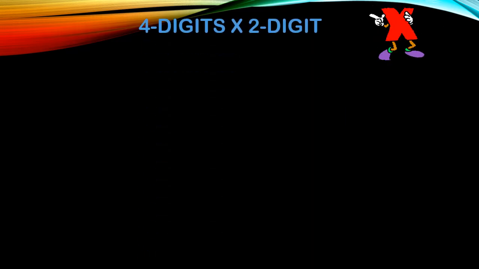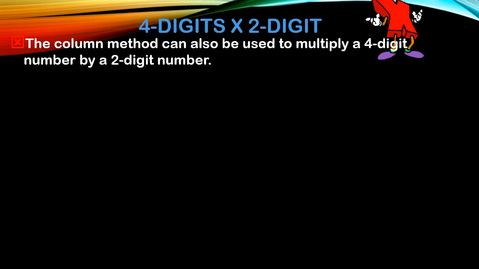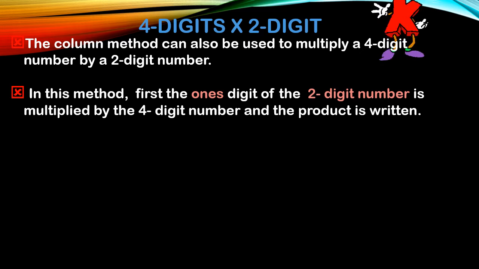Now we are going to see the steps of how to multiply a 4-digit number by a 2-digit number. So we can use the column method to multiply a 4-digit number by a 2-digit number. The first step is, in this method, first the ones digit of the 2-digit number. Okay, we have two numbers, one 4-digit number and one 2-digit number, isn't it? So first, the ones digit of the 2-digit number is multiplied by the 4-digit number and the product is written.